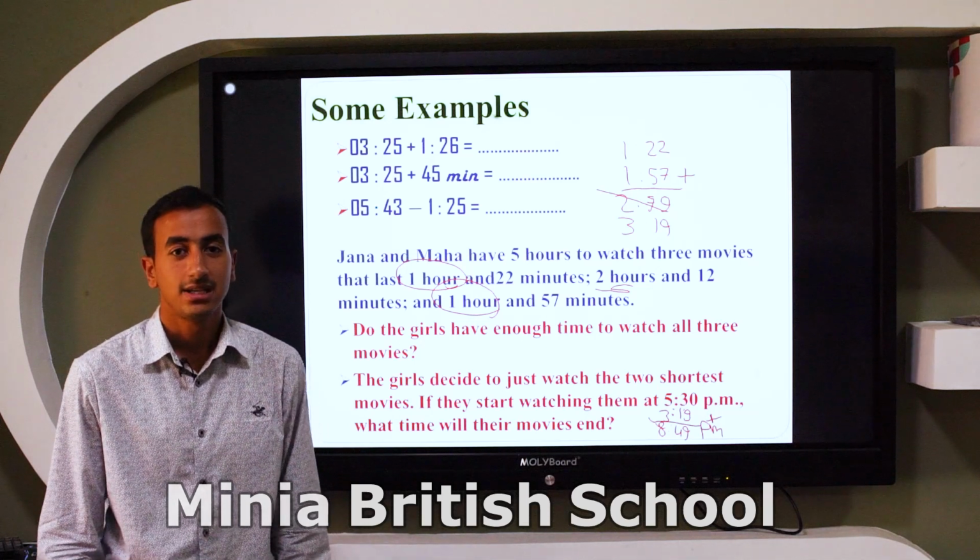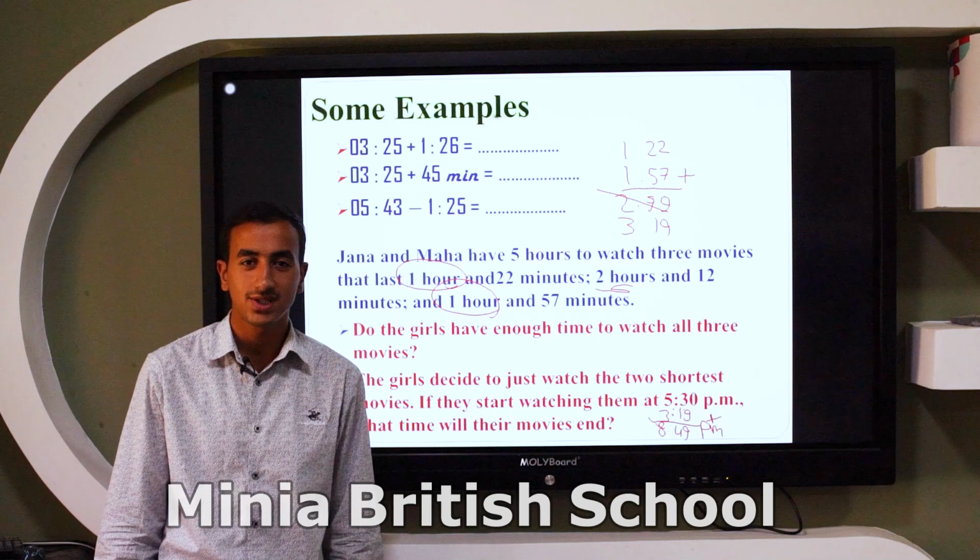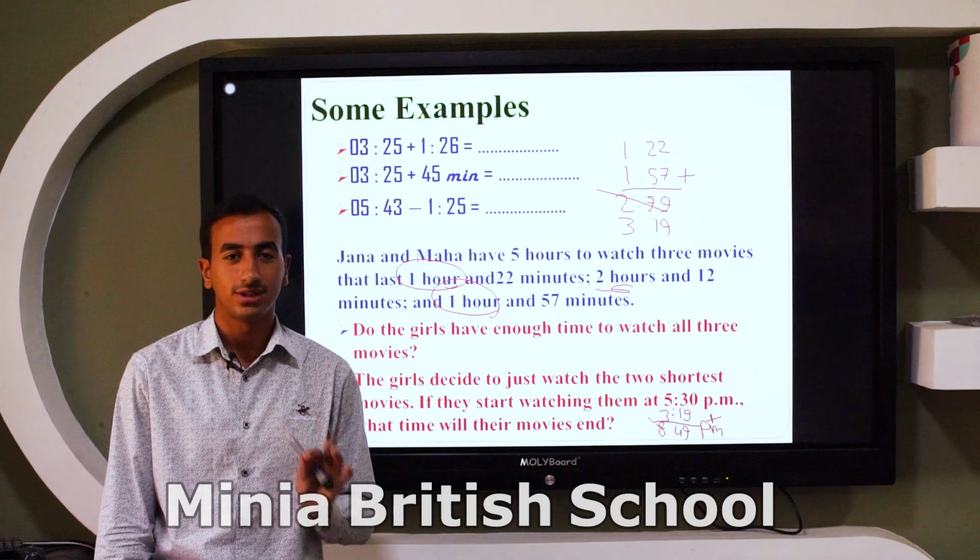Is it clear? That's our lesson today, lesson 6 in unit 3, concept 2. How long does it take?